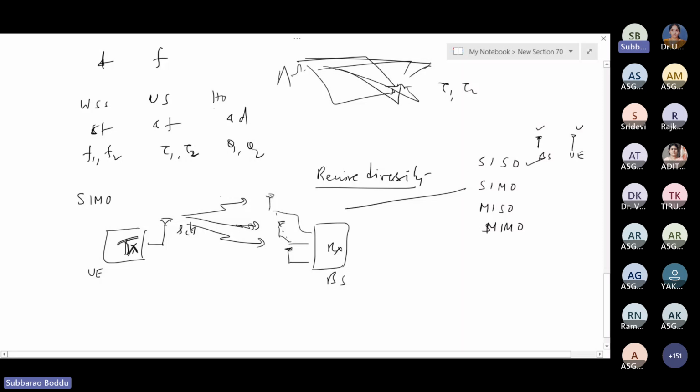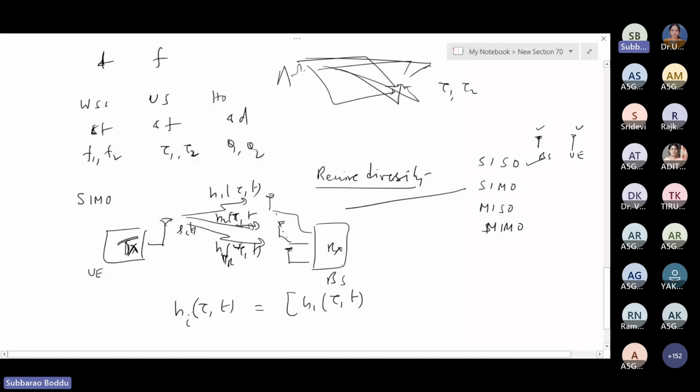Your channel has coefficients like H1 of tau comma t, the next channel coefficient H2 of tau comma t, and likewise, with MR number of receive antennas, HMR of tau comma t. So your channel has a delay tau comma t. This is basically H of tau comma t, the impulse response of the channel.